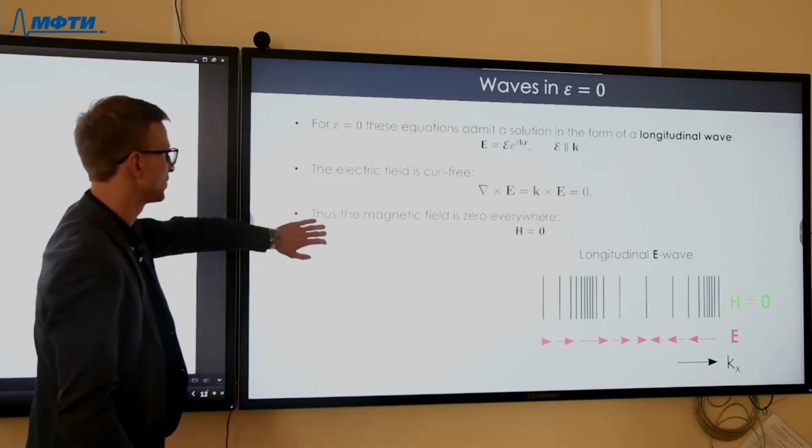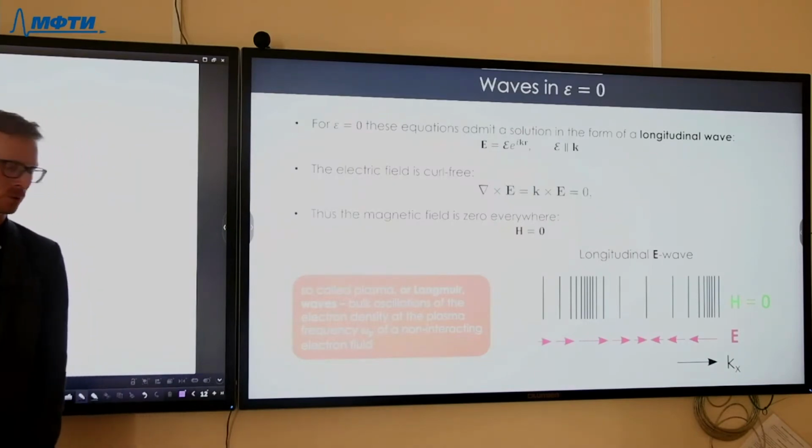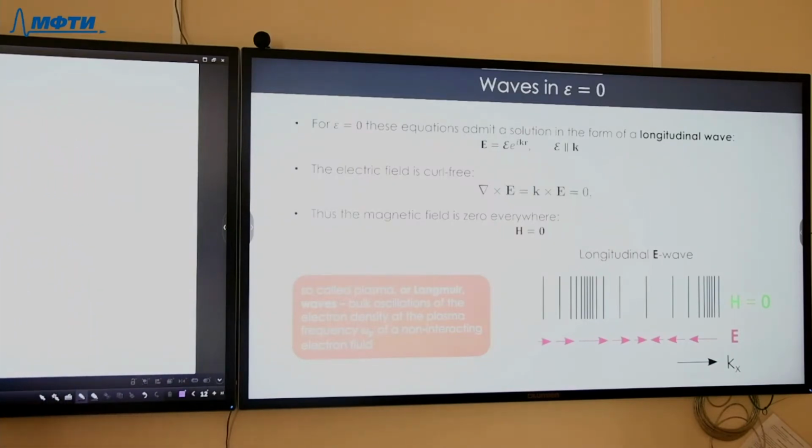And often, in the case of metals, these waves are called Langmuir waves or plasma waves because they correspond to bulk oscillations of the electron gas inside your medium. And these waves occur at the plasma frequency when permittivity goes to 0. And these plasma waves describe oscillations of the electron density of a non-interacting electron liquid or electron gas.